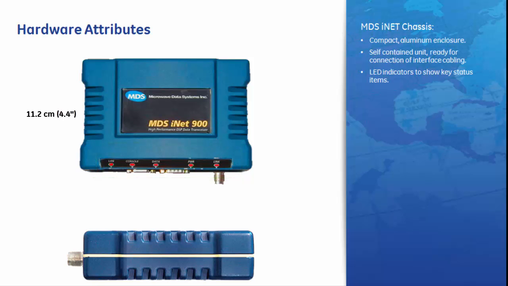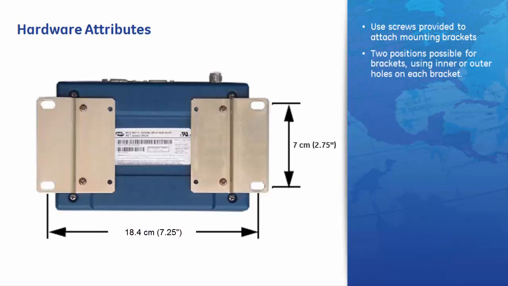The enclosure measures 11.2 centimeters deep and 17.2 centimeters wide. As seen in the second image below, the height of the unit is 3.5 centimeters. Here is a bottom view of the radio with the standard flat mounting brackets attached. Only the provided screws should be used for attaching the brackets. 2 mounting positions are available to provide for mounting flexibility. The position shown is the most common arrangement, where the center-to-center distance between bracket holes is 18.4 centimeters. The spacing between holes on each bracket is 7 centimeters.